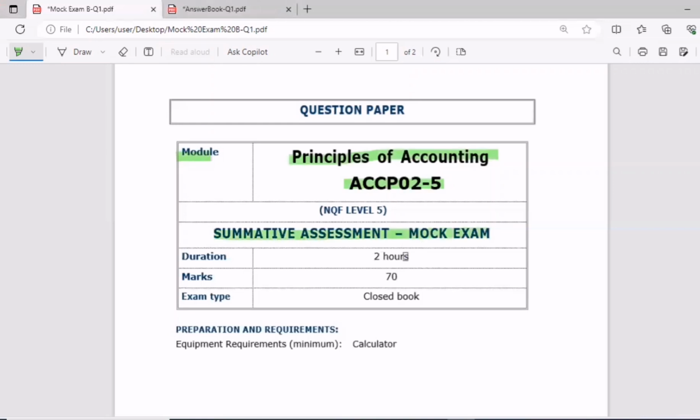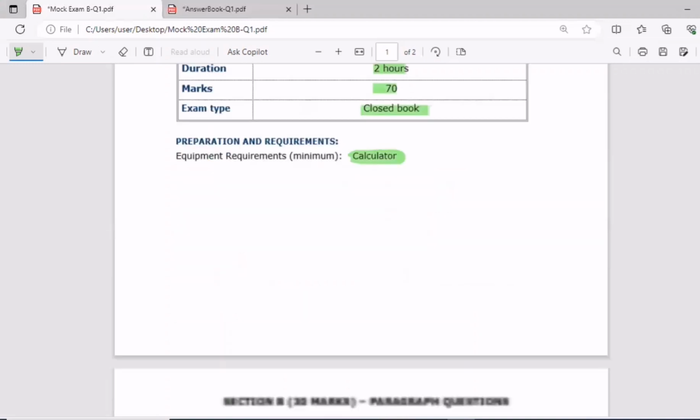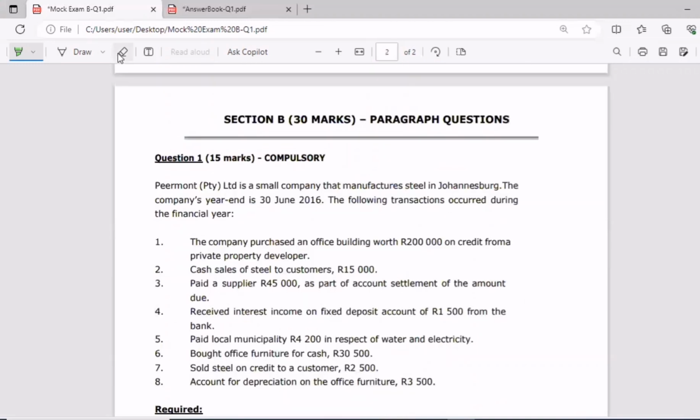Students are given 2 hours to finish the paper, and the paper is out of 70 marks. So this is a closed book exam. The only thing that students are allowed to bring into the exam hall is the calculator. You are not allowed to bring anything else, but only the calculator is allowed into the exam hall.